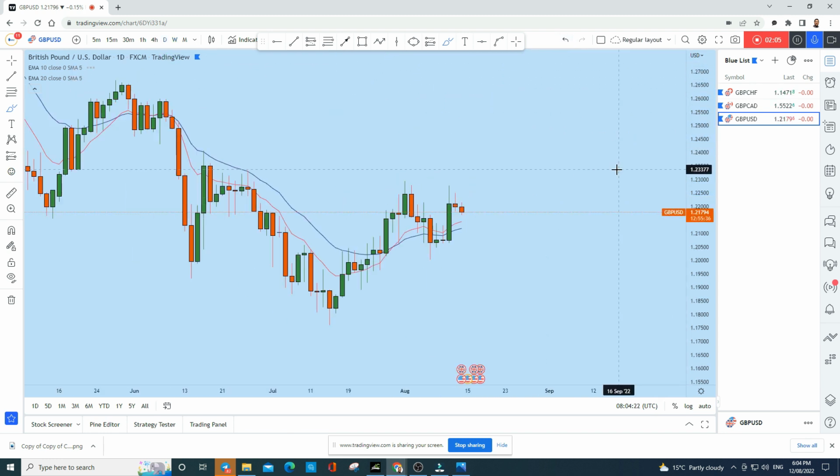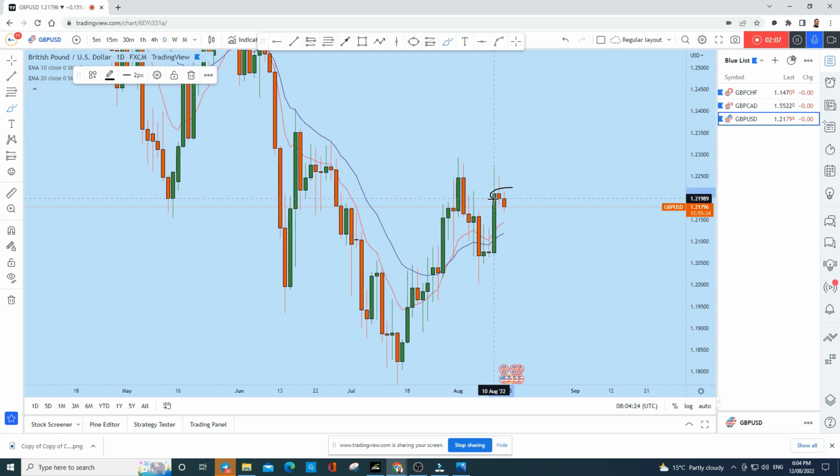Now looking at the daily, we see that a narrow doji was formed at this important level of resistance on the daily. Today as soon as the market opened, after a little retracement the price is now pushing down.